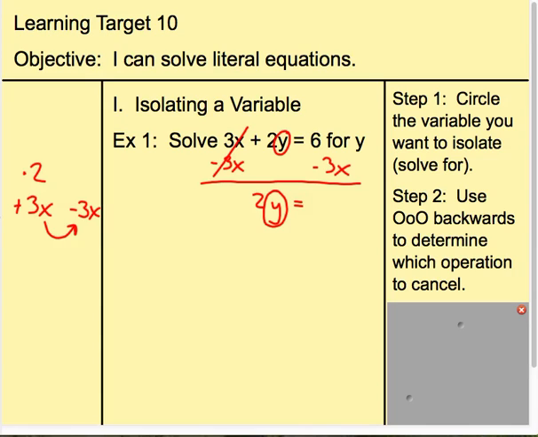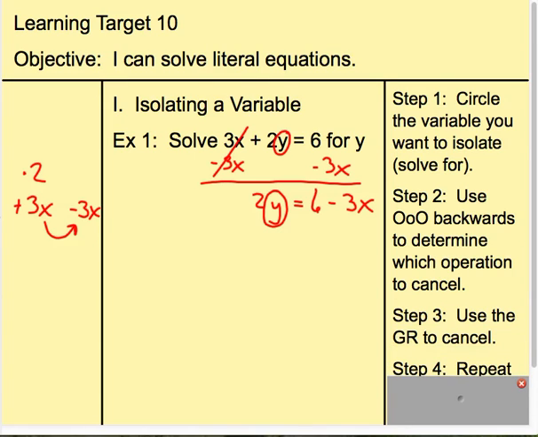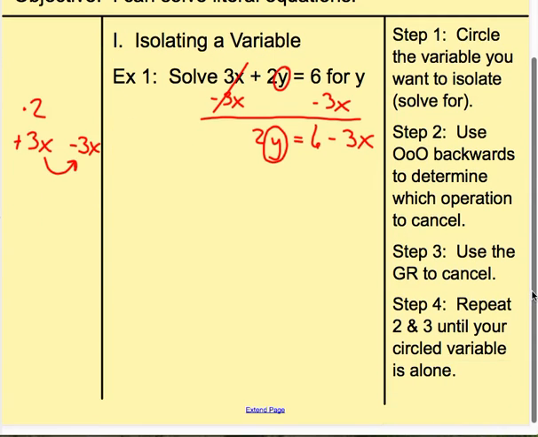Those are not like terms. Our 6 is just a regular plain old 6, and our negative 3x has a variable. So 6 minus 3x, that's all we can do there. Sorry, and then step 3 is use the golden rule to cancel. And of course, our step 4, repeat until our variable's alone. So we used the golden rule when we subtracted 3x from both sides.